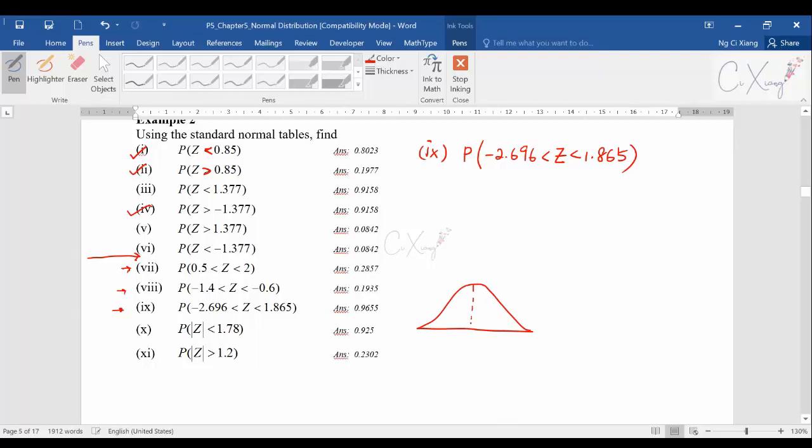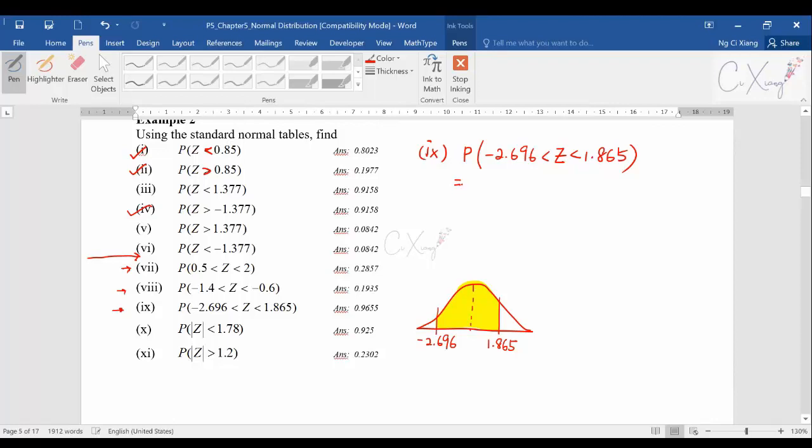So again, the graph is for understanding. Alright, so if you feel like you understand, you don't need to draw. So negative 2.696 and another one is positive 1.865. Okay, so the area that you want to find is between these two values. Between these two values, this is the area. So maybe some of you will reflect it here and there, whatsoever, I don't care. But for me, I always will use this standardized method.